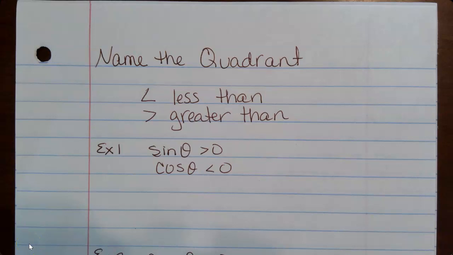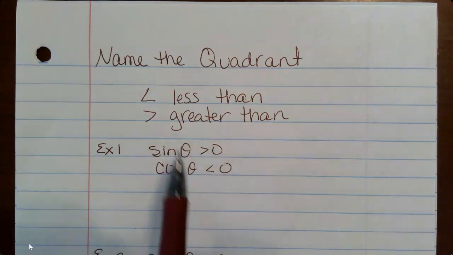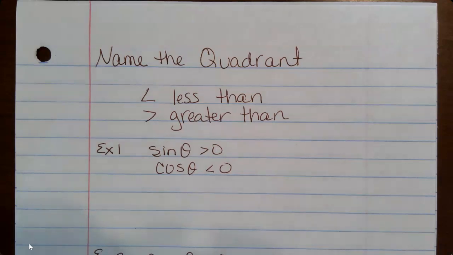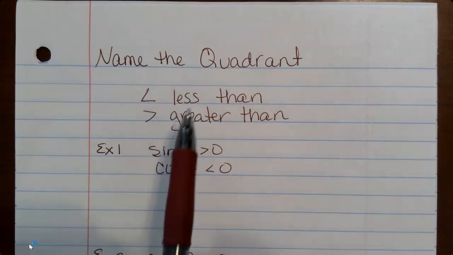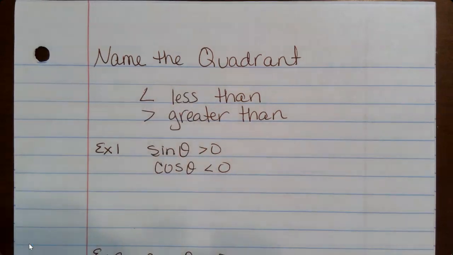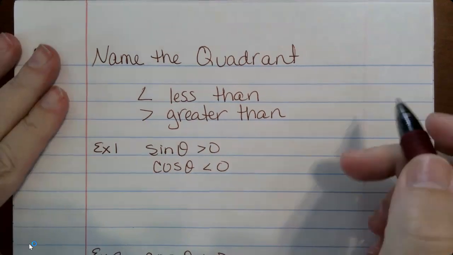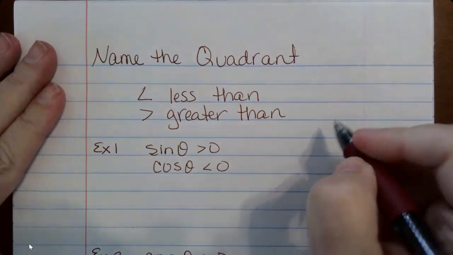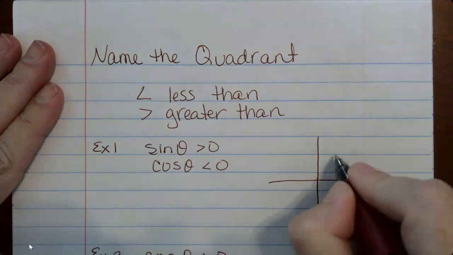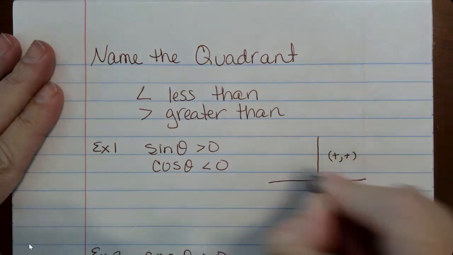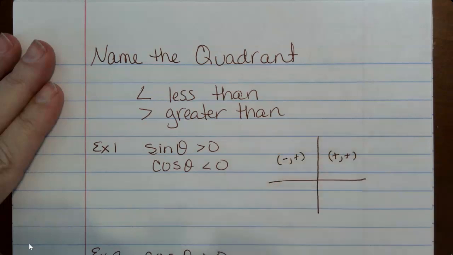Hey guys, so in this lesson we're going to learn how to name the quadrant we're in, given very little information. Okay, so just a quick reminder, this is the less than symbol and this is the greater than symbol. Okay, so my advice is we're going to make an XY axis, and let's go ahead and put the ordered pair signs.